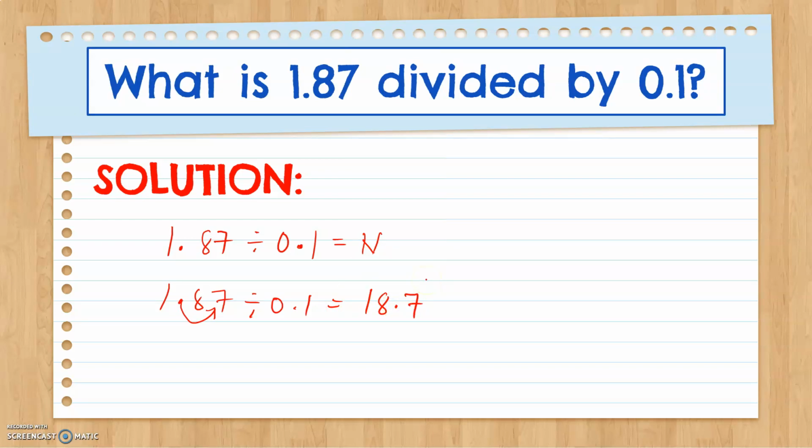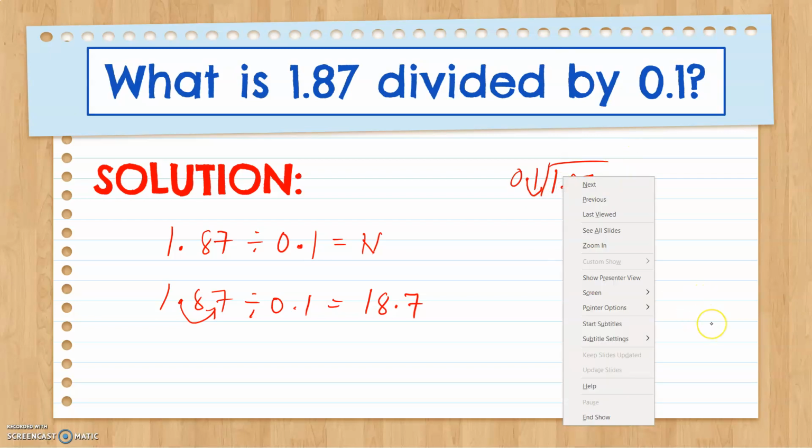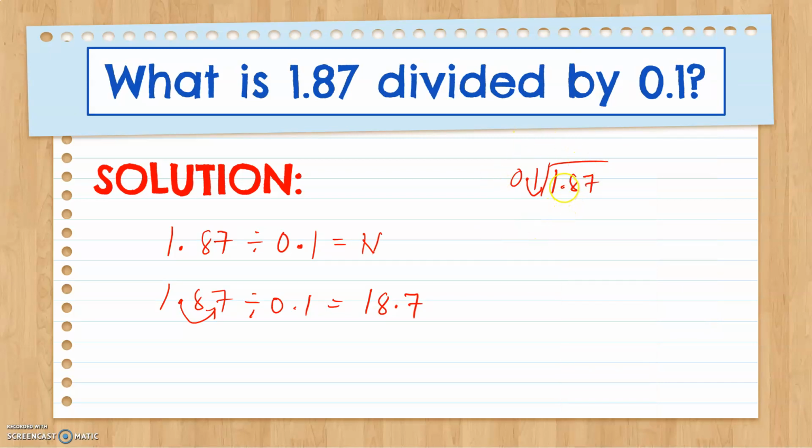Let's answer it as well using the long method just to check if we will get the same answer. So we have 1.87 divided by 0.1. Since our divisor is a decimal number, we will make it a whole number by moving the decimal point to the right of the last digit. We will also do the same number of movements in our decimal point in the dividend. So that means we will move this once to the right. So our new numbers now are 18.7 divided by 1. 18.7 or any number divided by 1 is just equal to the number itself. So we'll just get the same number as 18.7 like this one.